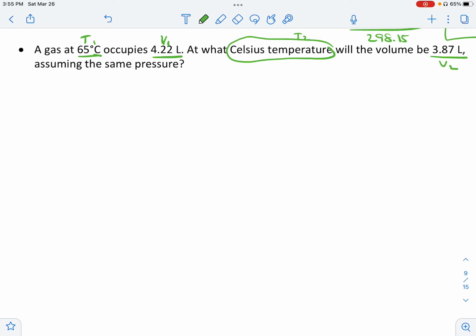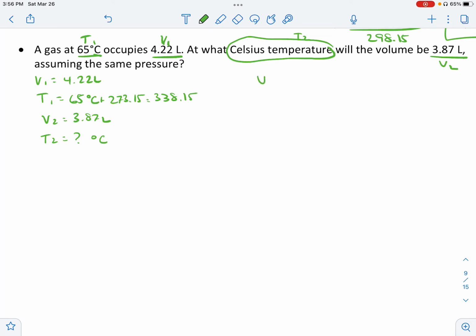Let's go ahead and solve this. We've got V1 equal to 4.22 liters. T1 is equal to 65 degrees C. Let's add 273.15 to that, so it's already in Kelvin and we don't have to worry about it. That gives 338.15. V2 is 3.87 liters, and T2 is our question mark, but it wants it in degrees C, so we're going to have to do some work to come back to that.